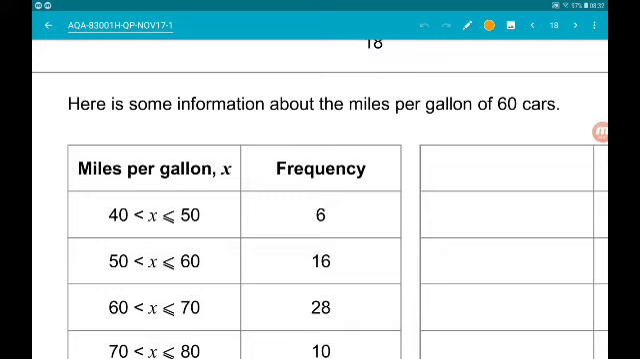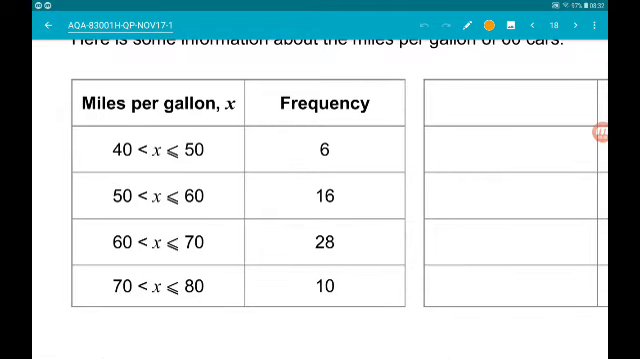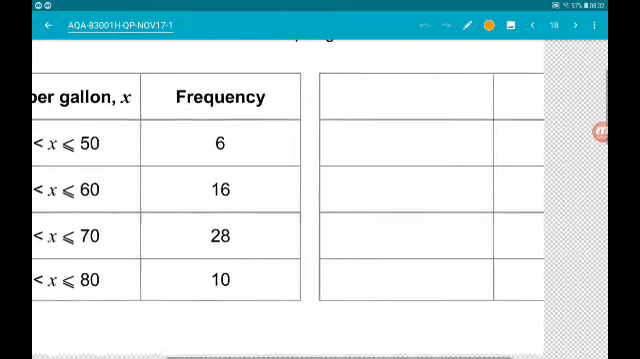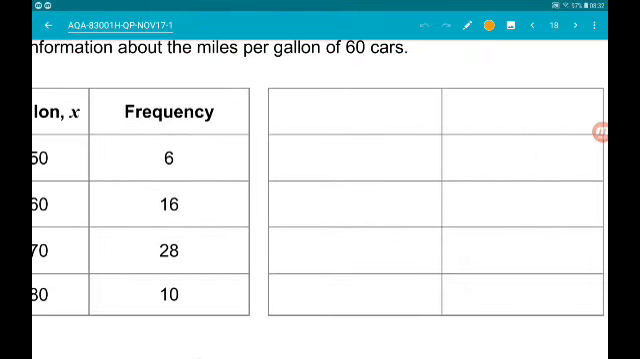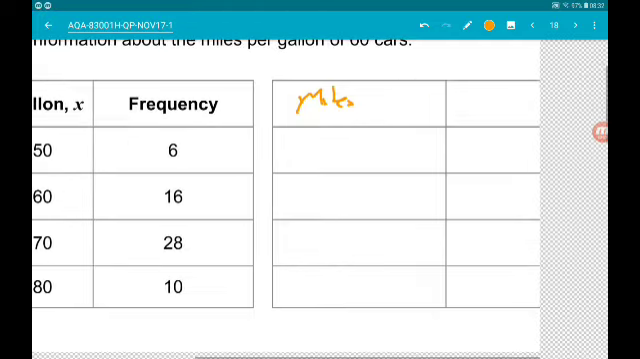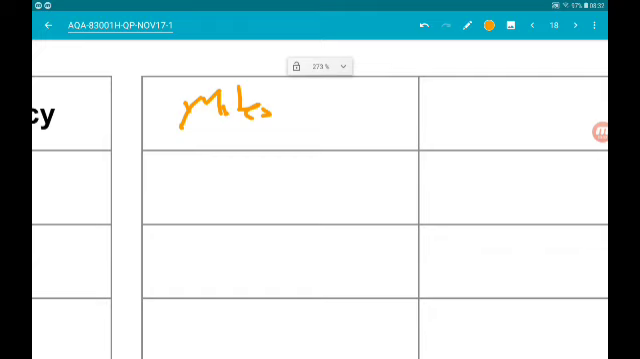Okay, next up, we got some information about the miles per gallon of 60 cars. So it's in a grouped frequency table. Our job is to draw a cumulative frequency graph. So to do that, we need to fill in this blank table. So we still have miles per gallon in there. Now, cumulative means to add up as we go.